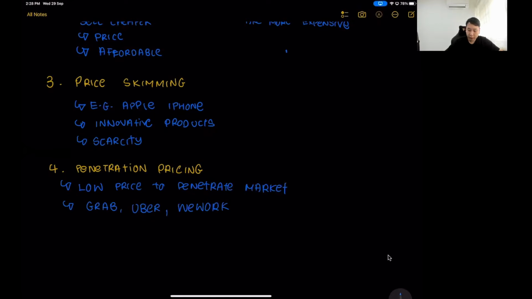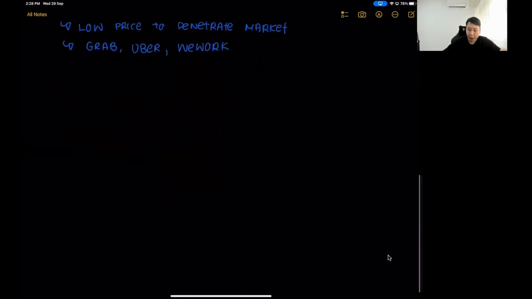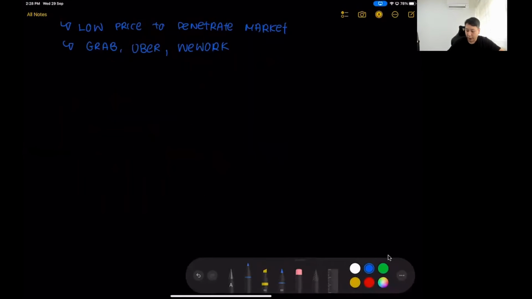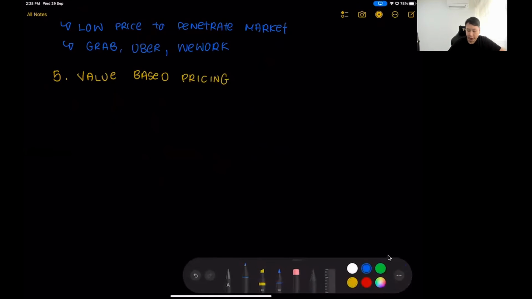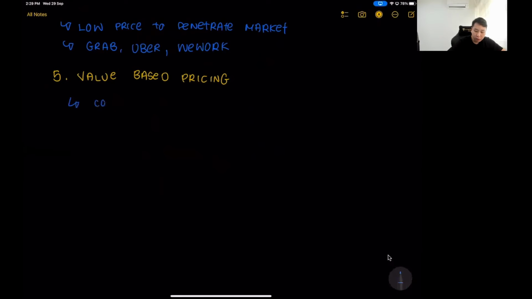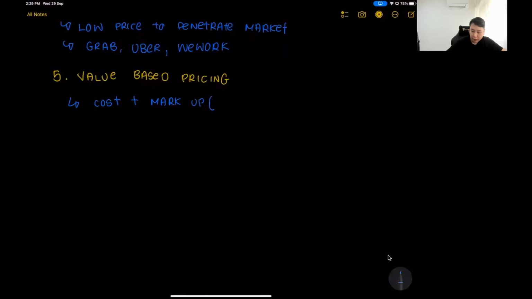Now the fifth way of pricing your product is my favorite, which is value-based pricing. Now, what is value-based pricing? Basically, in short, it is the cost of the product plus the markup, plus perceived value.